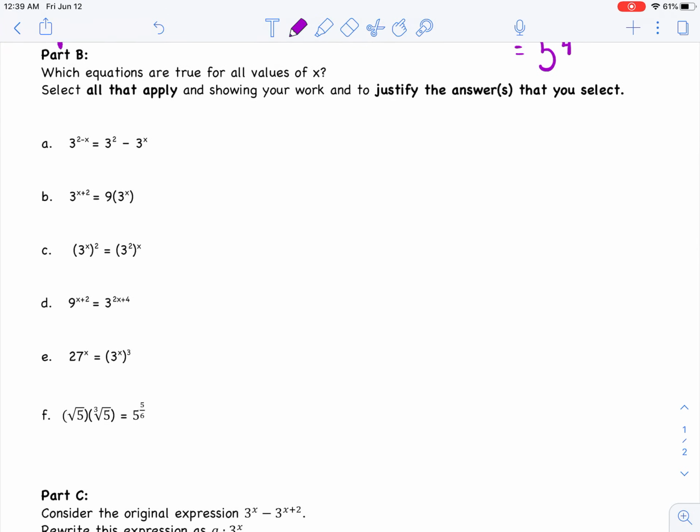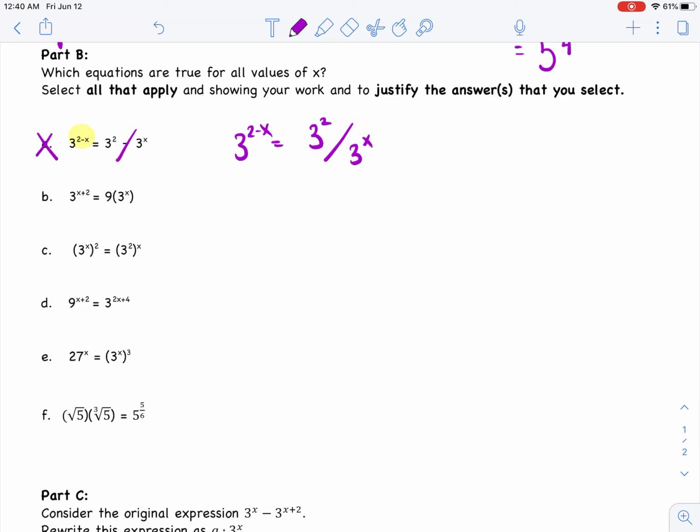So let's look at A, guys. Let's look at A. And look, you have subtraction in the power, 2 minus x power. Then when we break it, you need to divide, not subtract. You need to divide. 3 to the 2 minus x, that's the same as 3 to the second power divided by 3 to the x, right? So this is not right.